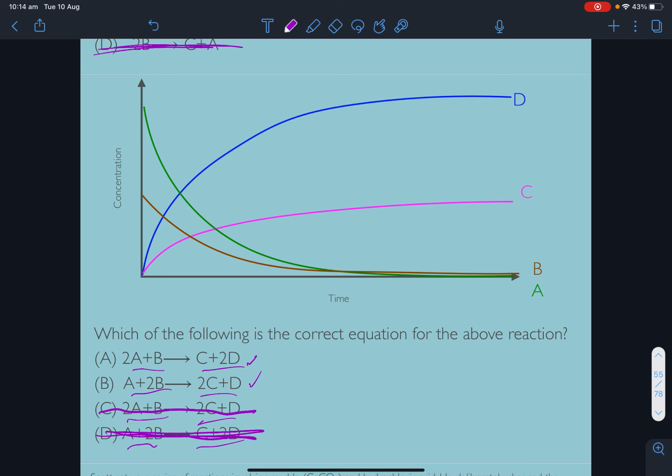So it's between A and B. What we can also look at is the ratio between the products here, D and C, the blue and the pink. Twice the amount of D was formed for every C. So it must be C plus 2D, not 2C plus D. So it must be A there.